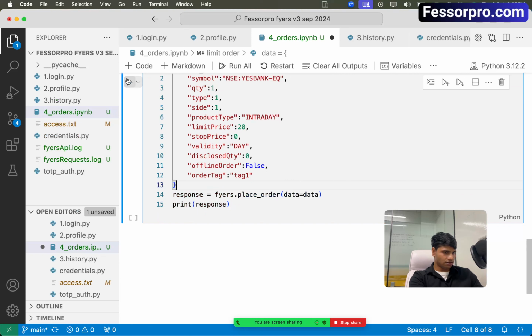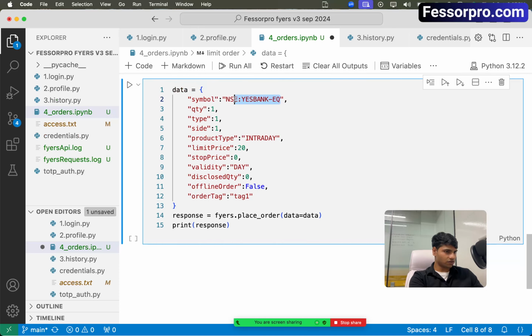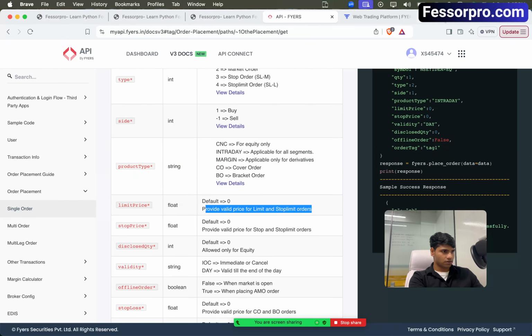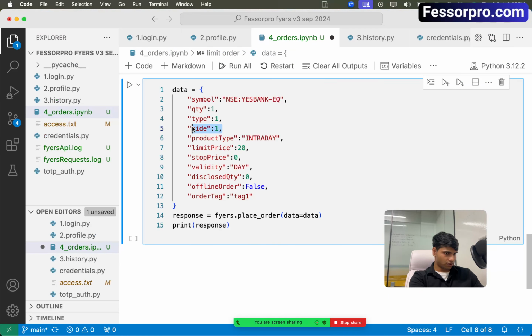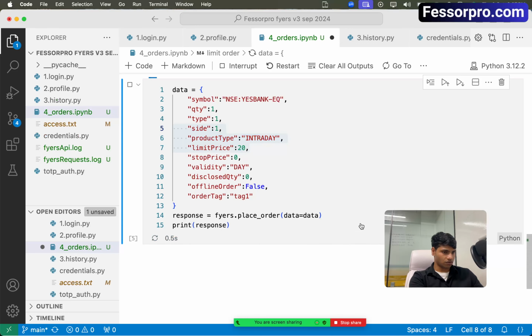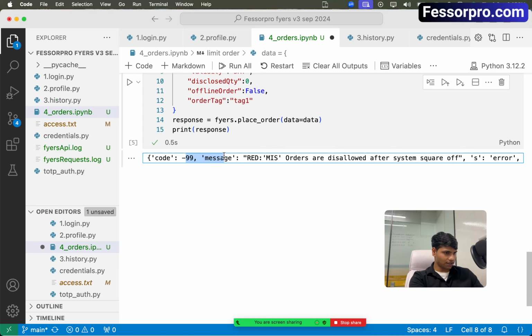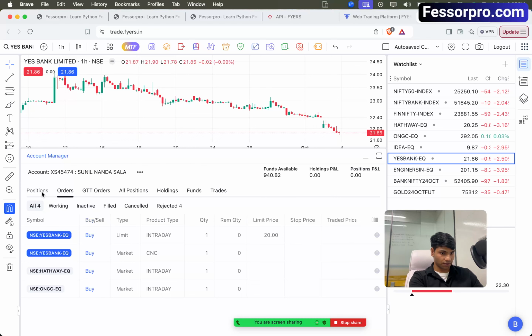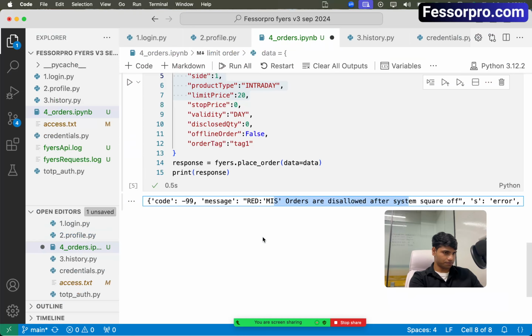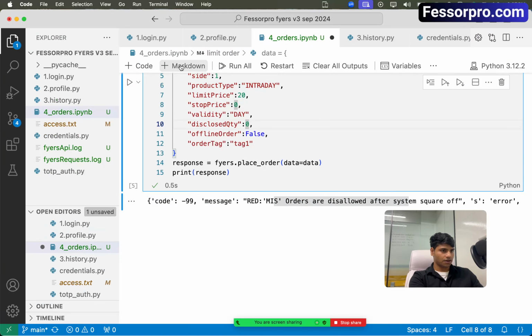So if I run this cell, I need to look at what is the current price of Yes Bank. Current price of Yes Bank is 21, and I'm placing a buy order at 20. So let's run the code. You can see it is showing code -99: MIS orders are not allowed after system square off. So again, it is throwing the same error. But you see the difference here, intraday, there is a limit price now. You cannot see the limit price in the market order. You can only see the limit price in the limit order. So this is how you place a limit order.